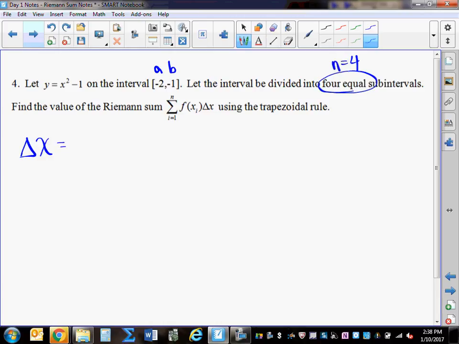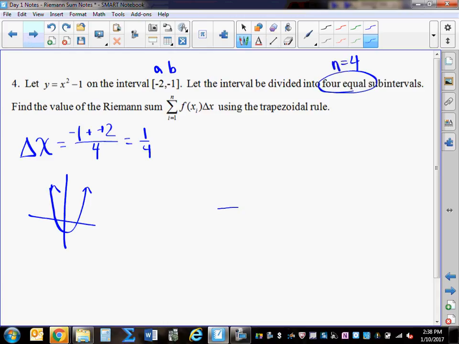So b minus a, -1 minus -2, over 4 intervals. What does that give us? 1/4. Okay. Now, let's think of what our curve is here. This is a parabola facing upward, right? I'm just going to do a rough sketch here. Now, we're interested from -2 to -1, so would you agree this is a decreasing function on that interval? Alright, so I'm going to draw something like that.